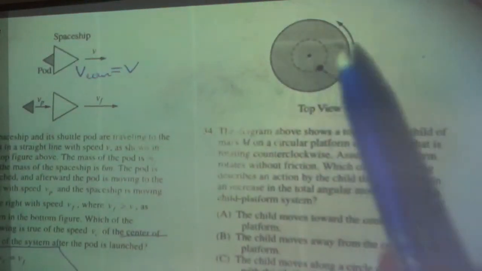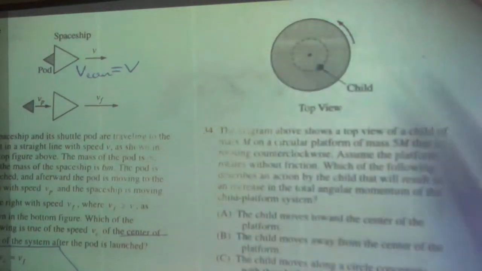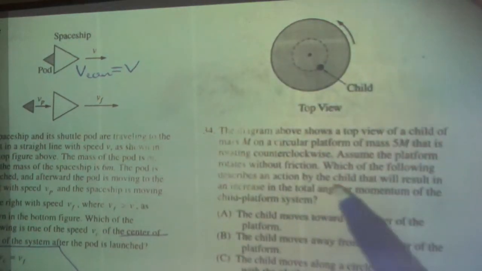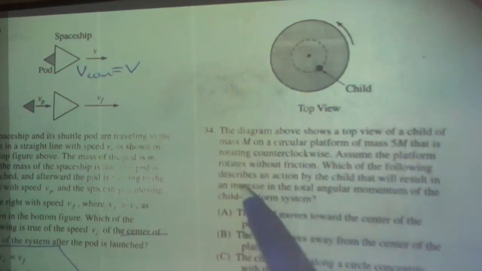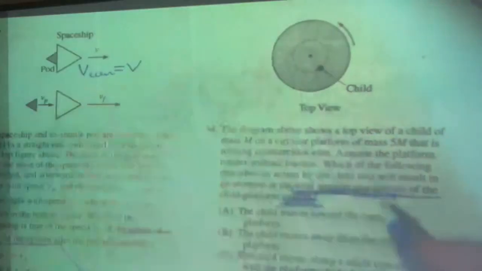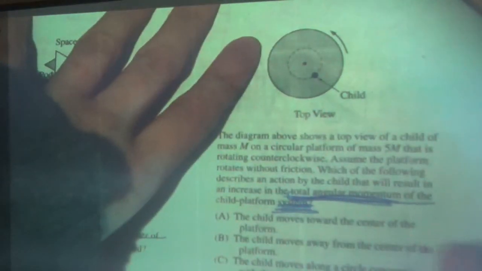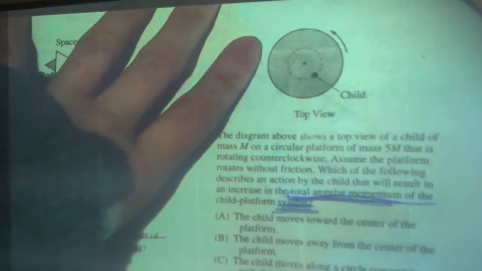We've got a circular platform with mass 5m, and a person with mass m, our child, and it is rotating counterclockwise. Which of the following would describe an action by the child that would result in an increase in the total angular momentum of the system? Angular momentum of a system is conserved unless, so the total, right, keyword here, total, this is conserved unless there is an external torque. So that is my answer, D.